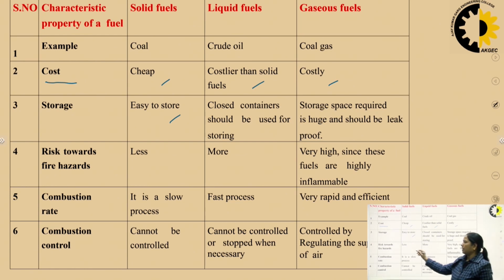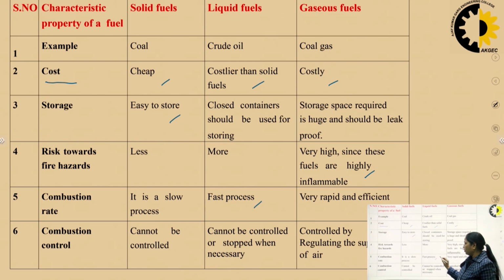Next important characteristic is the risk of fire hazard. Solid fuels have less risk of fire hazard. Liquid fuels have more risk, and the risk in the case of gaseous fuel is very, very high. Now coming to combustion rate, as you all know, solid fuels burn very slowly. It means the rate of combustion, the reaction rate, is low. The rate of combustion is very slow in the case of solid fuel.